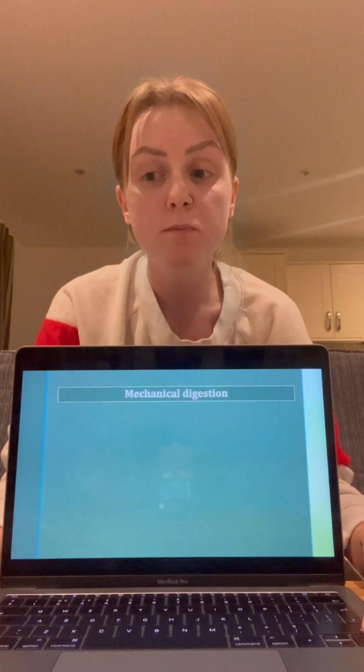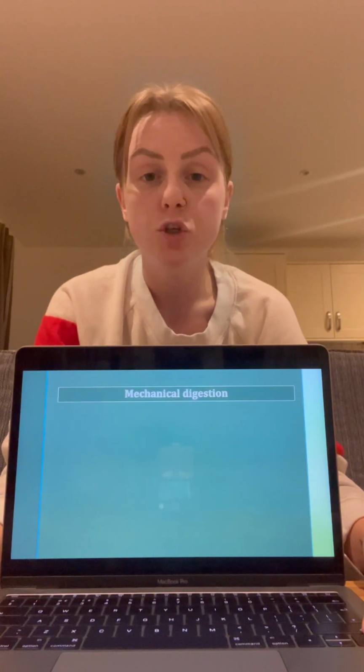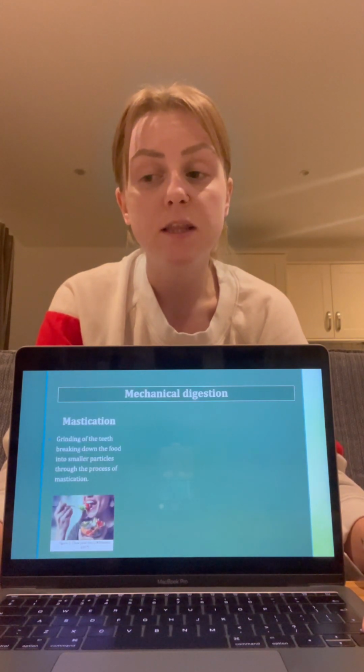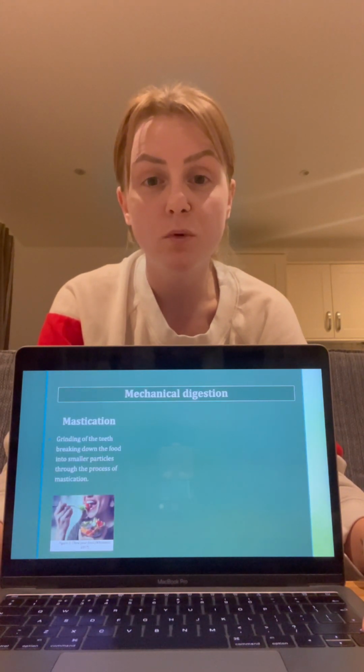Our bodies are able to absorb large molecules, but unable to use them, so these have to be broken down into smaller units, which happens through combined processes of mechanical and chemical digestion. Mechanical digestion commences in the mouth, where teeth and saliva break down the food into smaller digestible particles through the process of mastication.